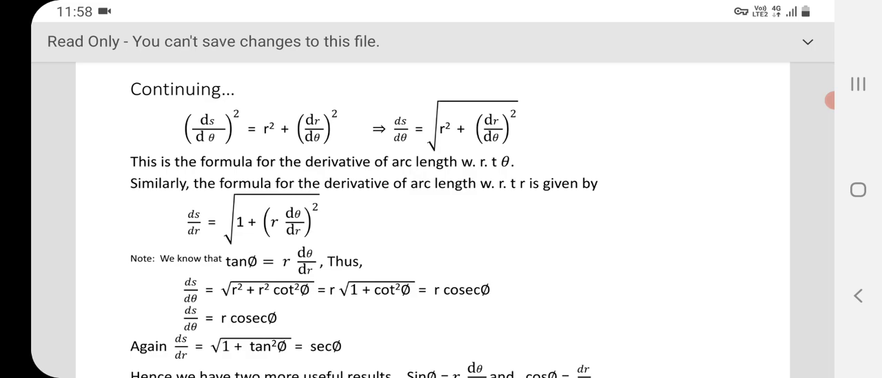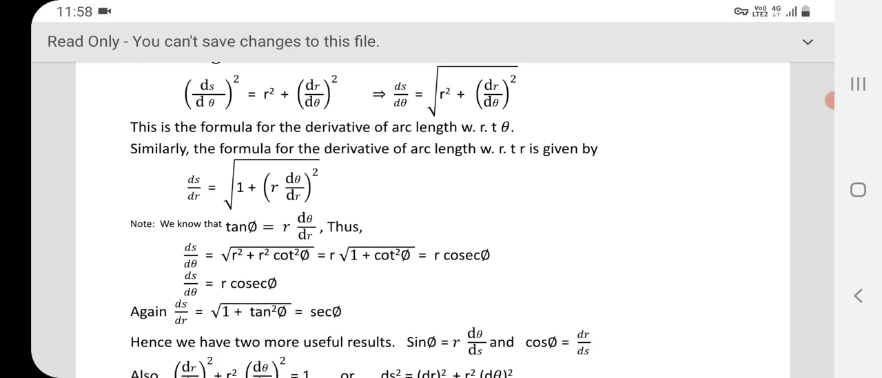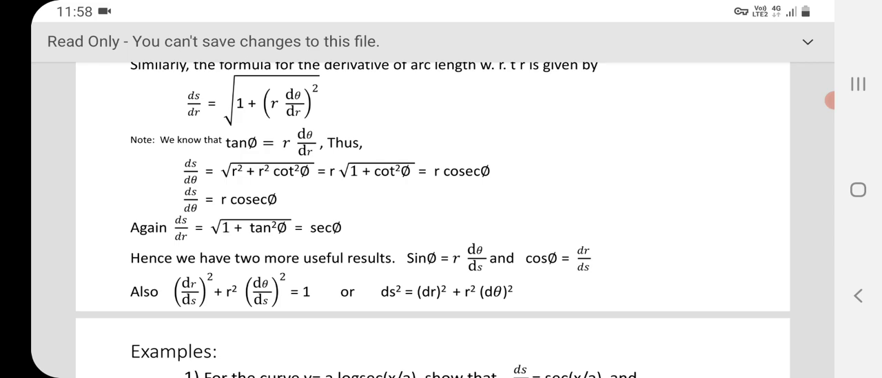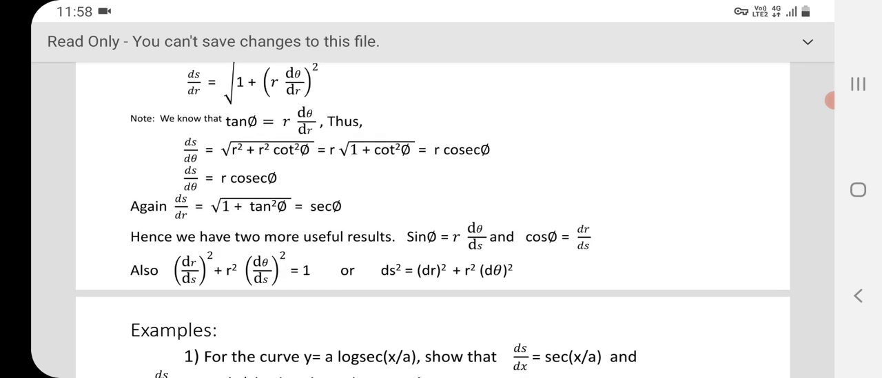Thus, ds by d theta equals root of r square plus r square into cot square phi. R square is a common factor, root of r square is r. Then the remaining 1 plus cot square phi is cosecant square phi. If I take the square root, it becomes r into cosecant phi. Again, ds by dr equals root of 1 plus tan square phi. So this is nothing but secant square phi, so it follows that secant phi. Hence, we have two more useful results.